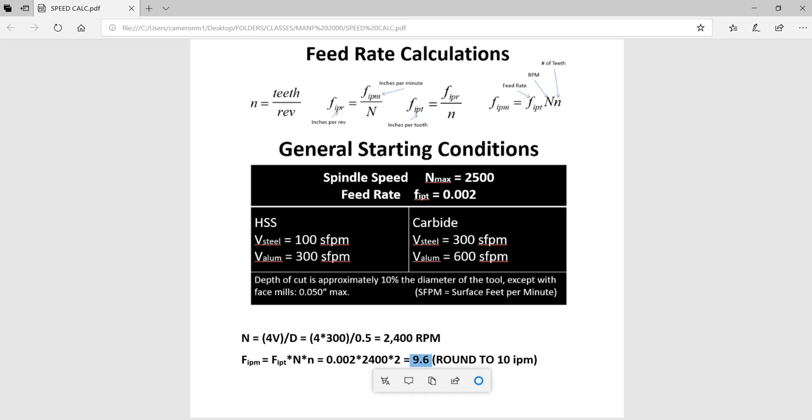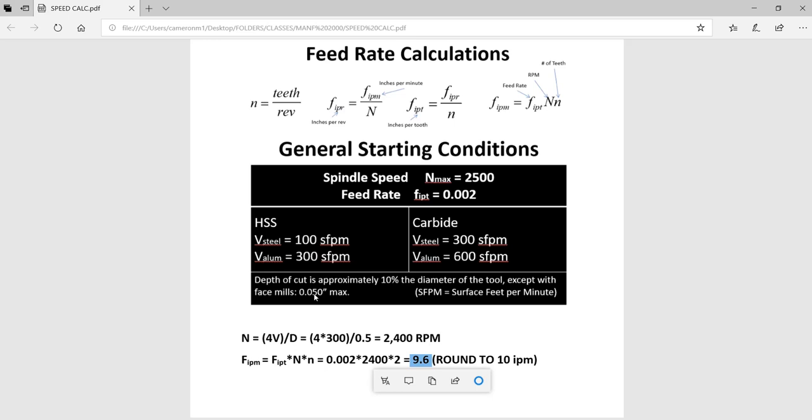That's going to be our sort of theoretical maximum. We can push it a little bit faster than that if we alter our depth of cut. Our depth of cut is typically 10% of the diameter of the tool, with the exception of face mills. So for our 1/2 inch cutter, we're cutting 50 thousandths max depth. If we're using a 1/4 inch end mill, something a little bit smaller, our max depth is going to be 25 thousandths.